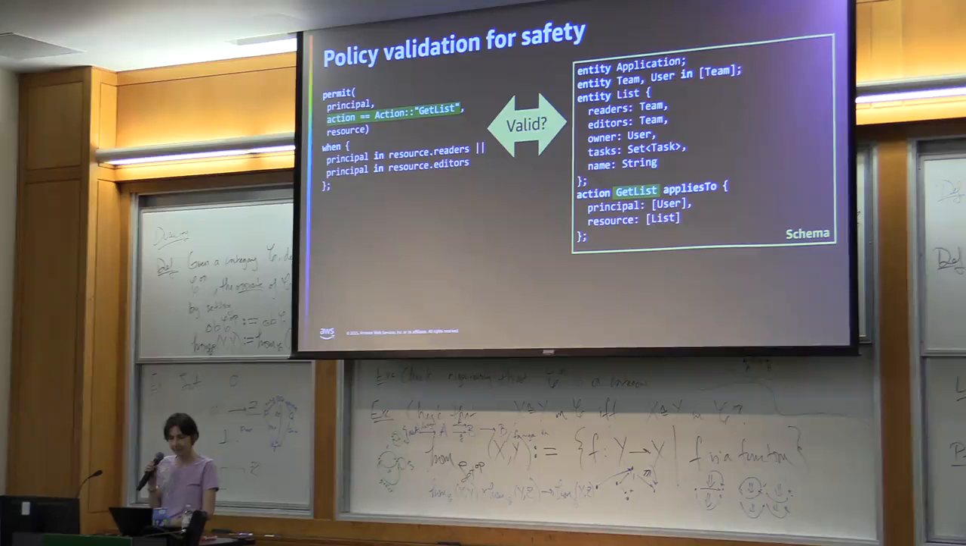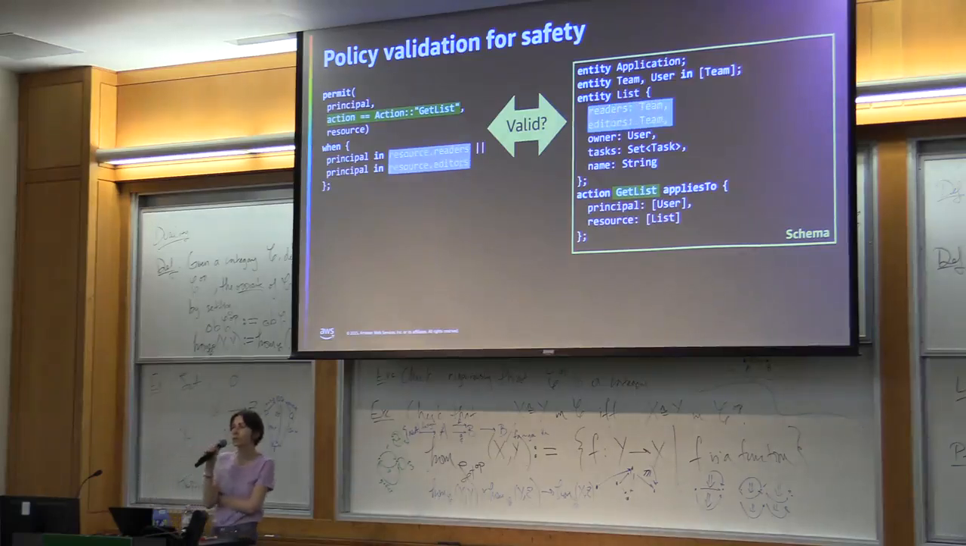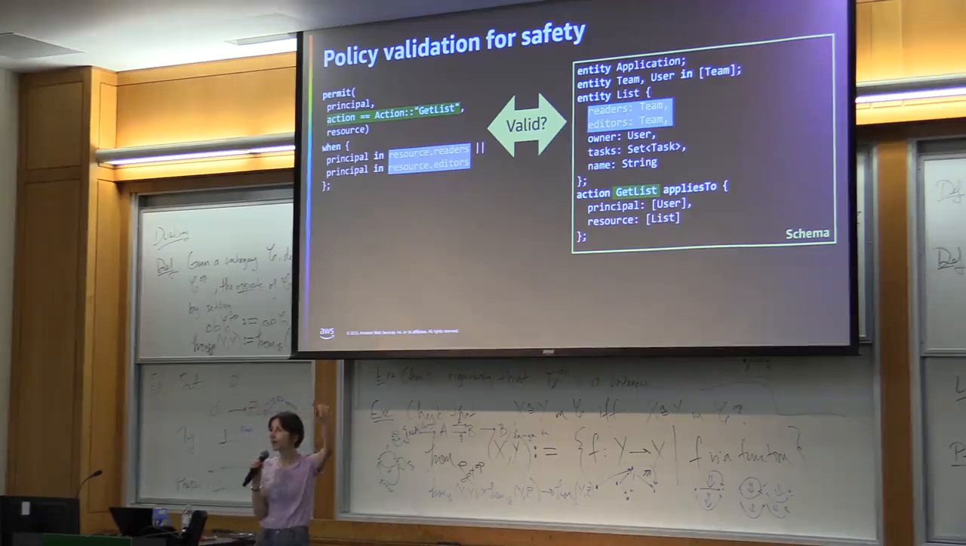Then I move on, and I type check these two expressions, resource of editors and resource of readers. Remember that at this point, I know that the type of the resource is a list. I know that a list from the schema declaration definitely has these two fields. They're not optional, so I'm allowed to access them without checking that they're present. So I access them. This is all good. And I know that the type is T. Okay? So I have now type checked the right-hand side of both of those in expressions.